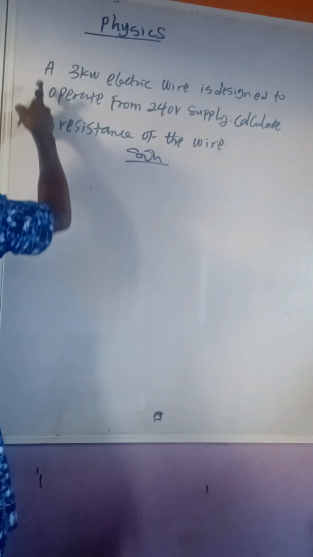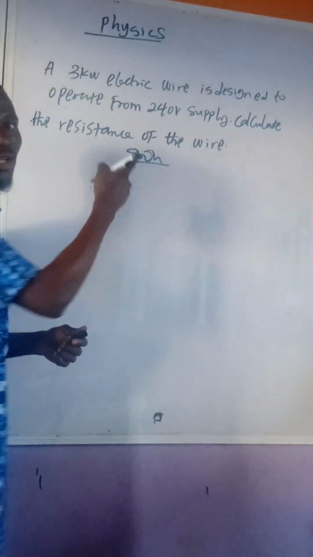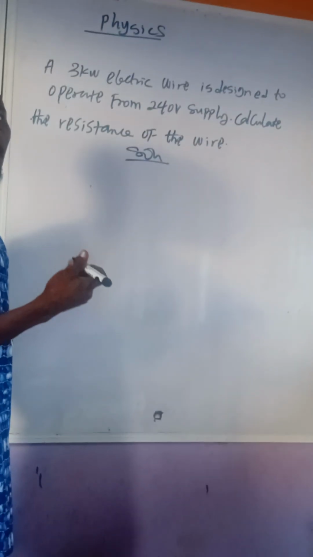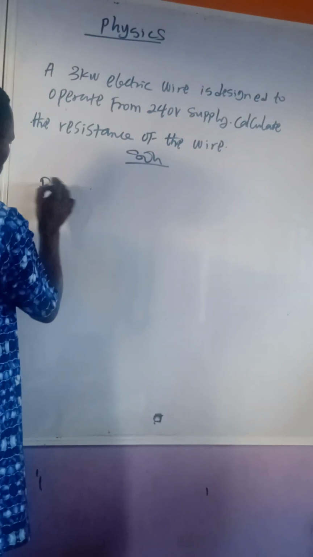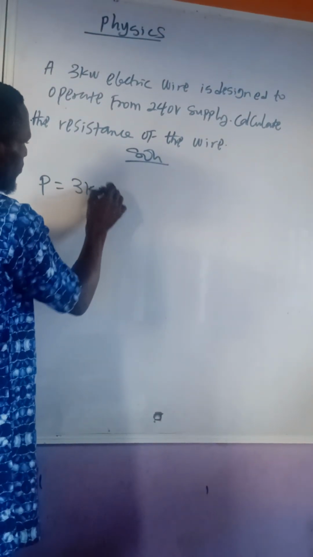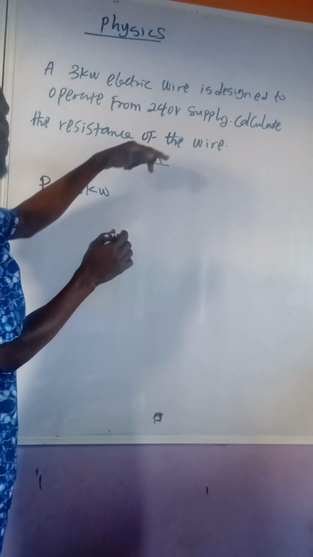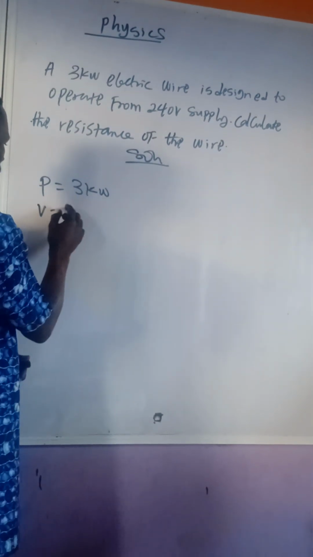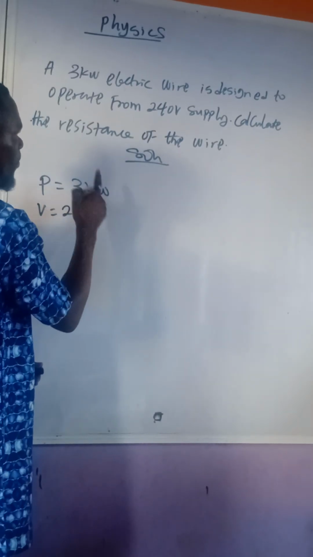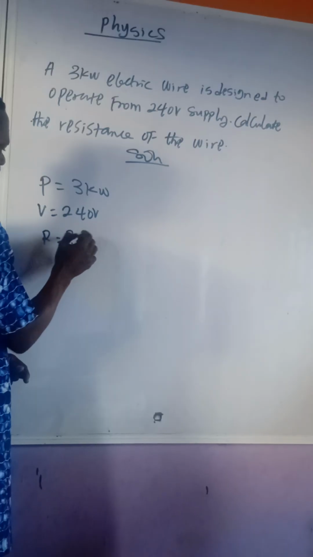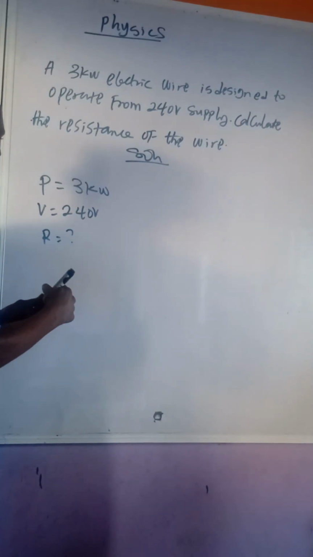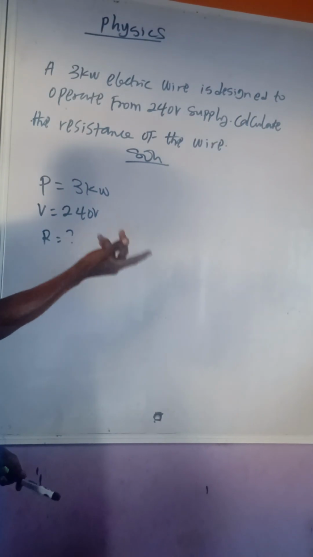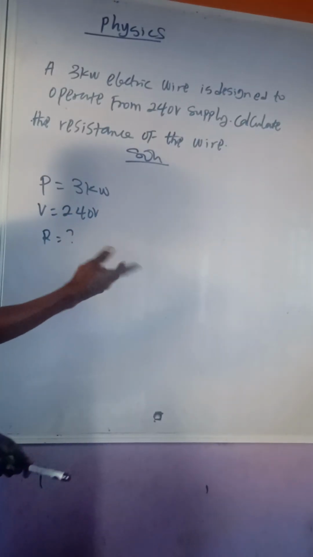So we have 3 kilowatts. 3 kilowatts means electrical power, right? So you have the power as 3 kilowatts, designed to operate from 240 volts. We have to calculate the resistance, so the resistance is unknown. Now we need to convert this from kilowatts to watts, because power is always in watts, not in kilowatts.